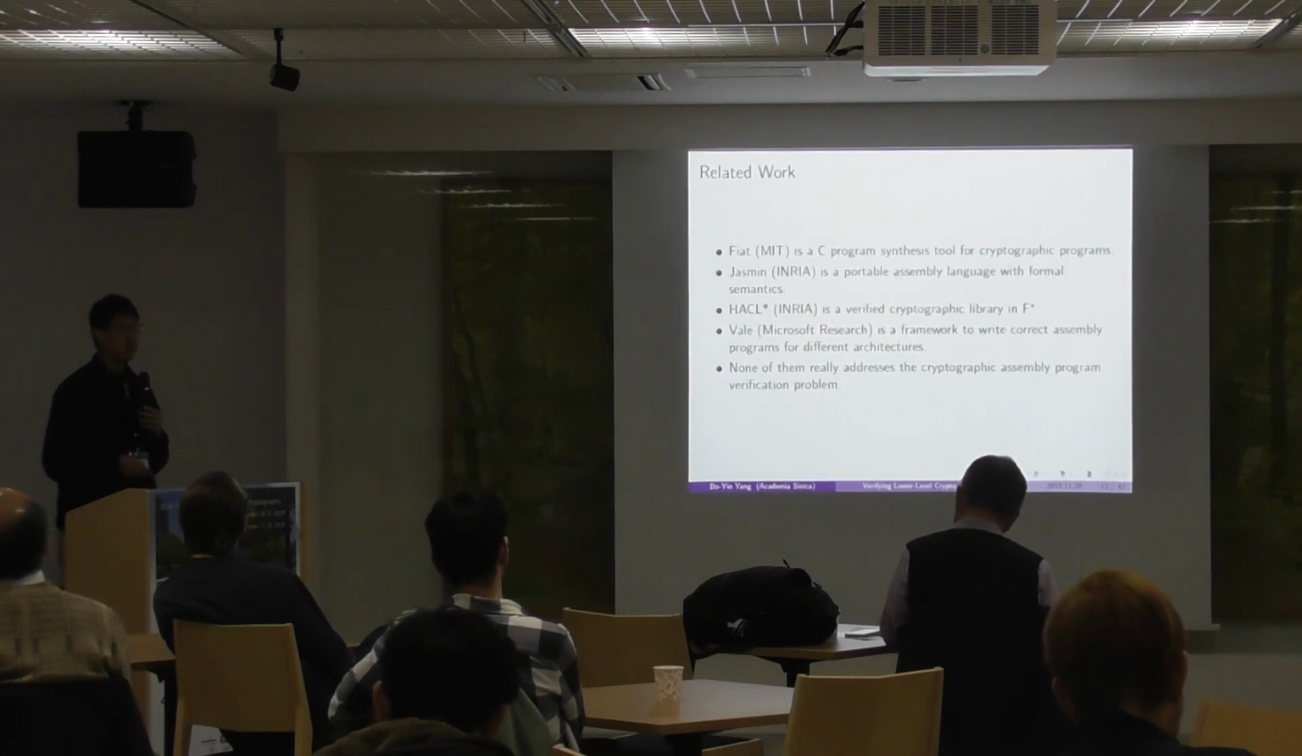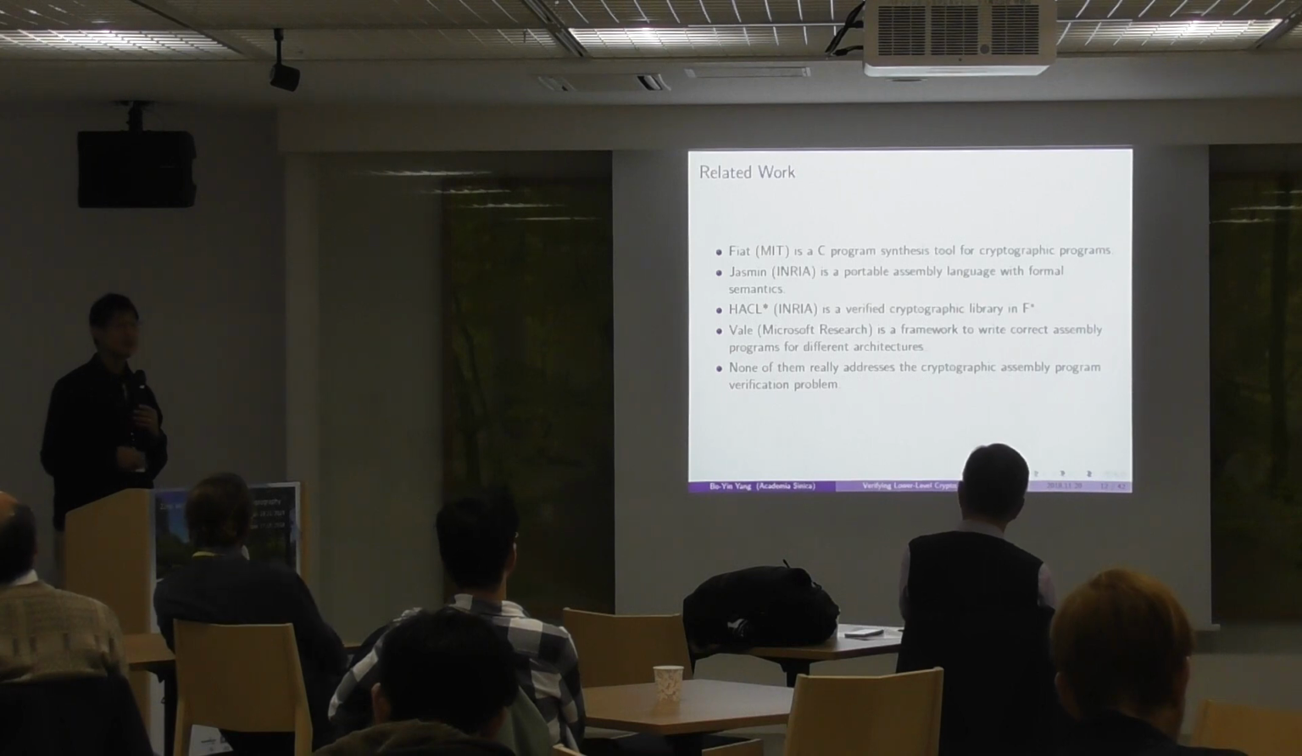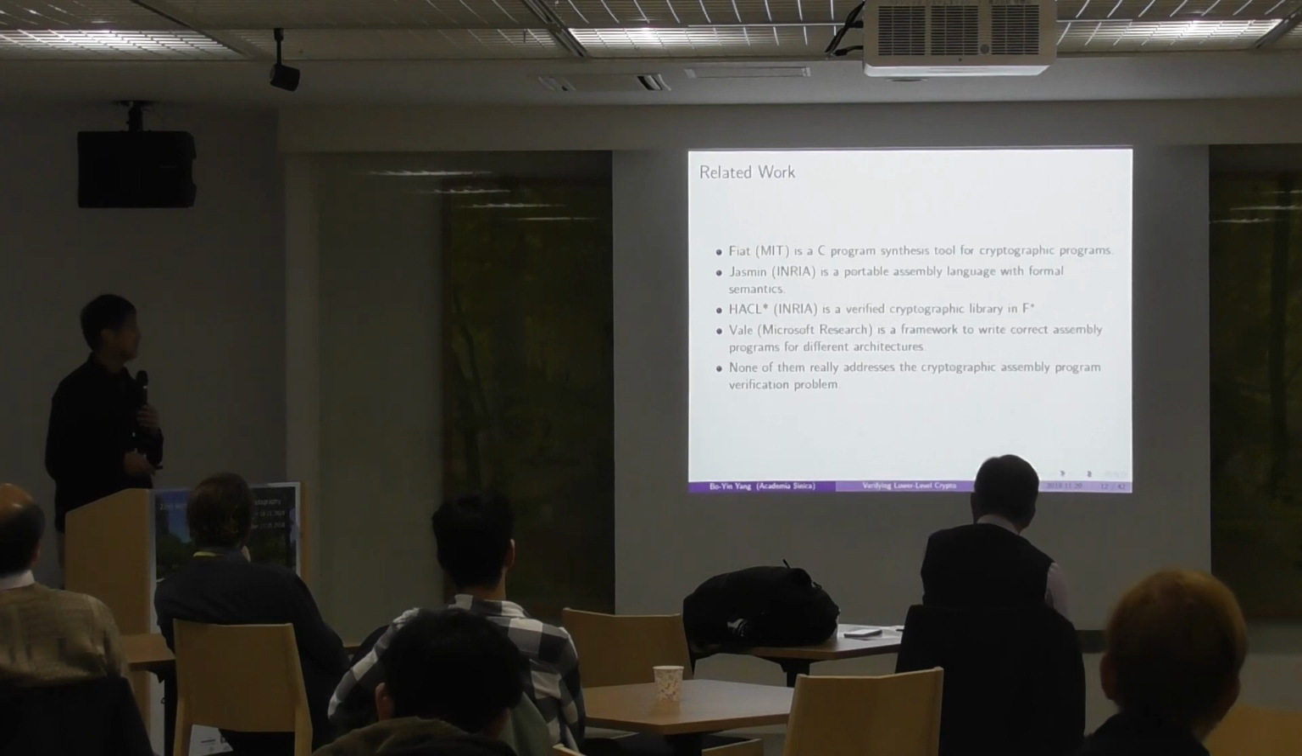So there is some related work already. There is Fiat, a C program synthesis tool that promises to give you the correct C implementation. So if you trust your C compiler, the result will be correct. But can you really trust that compiler? There's Jasmine, which is a portable assembly language with formal semantics. This means that you have to use Coq to prove things after you run Jasmine.